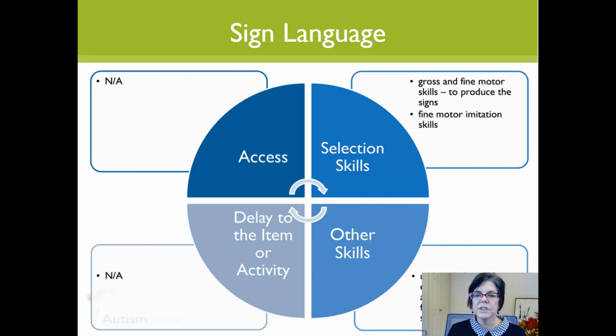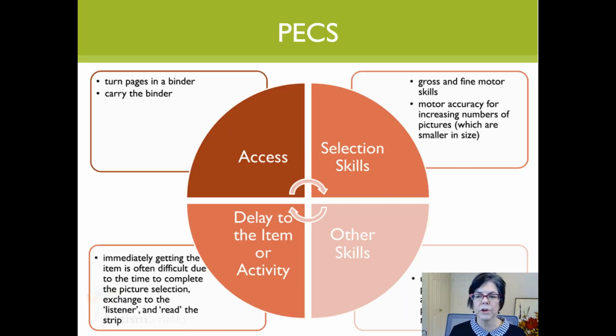So again, this is just a different way to look at each system. In each of these 4 different circles you're going to see the selection skills, so how do you use that, and other skills you need to consider. Things that may impact, so delay to the item or activity, those barriers or could-be barriers, and access barriers. These are more for your individual information, so you can just read them.